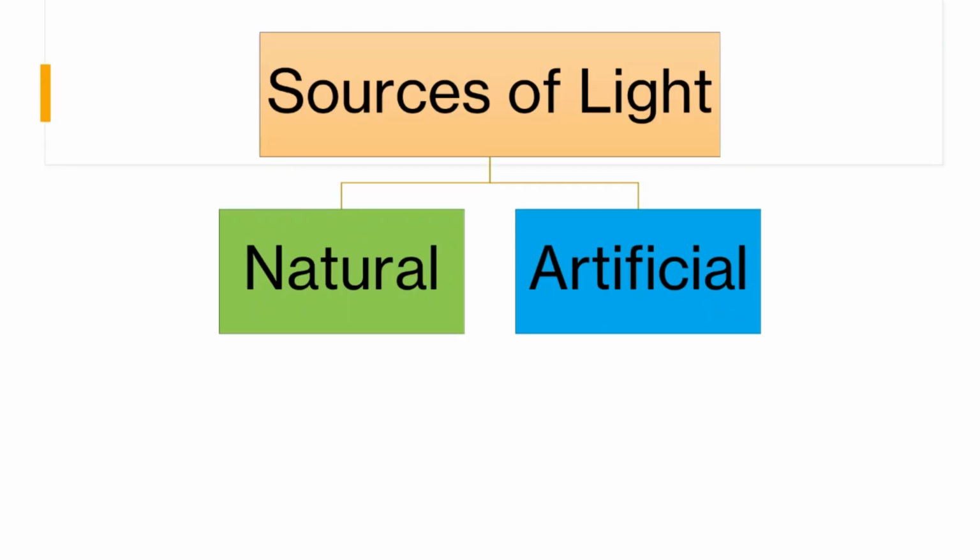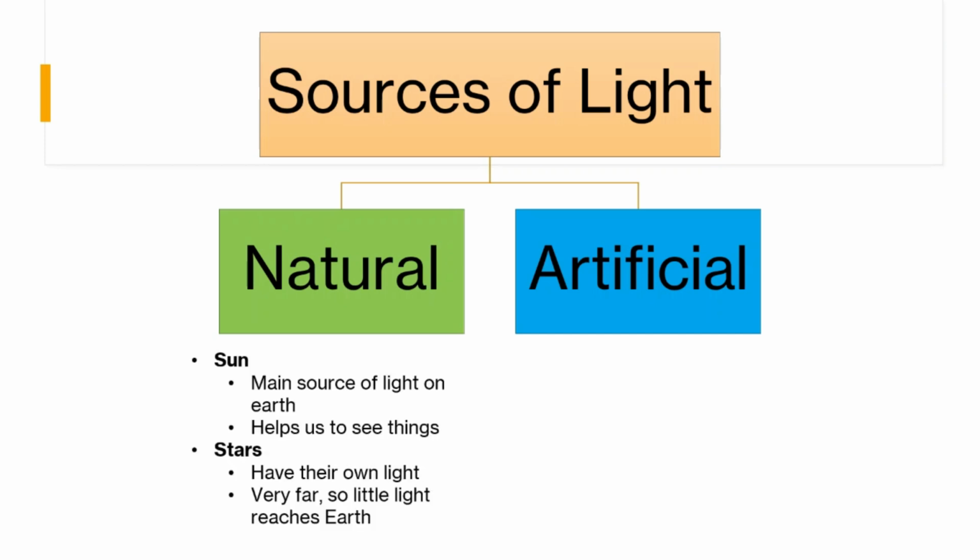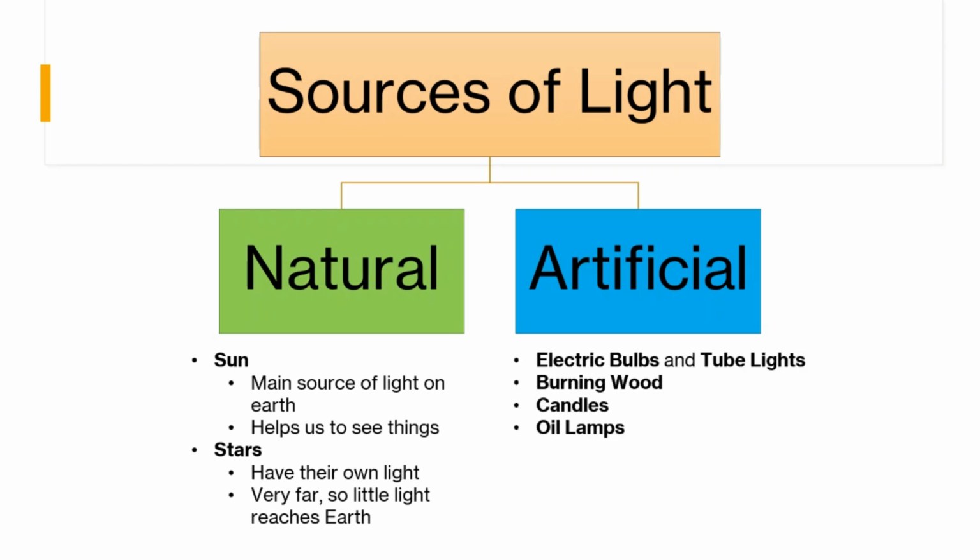Sources of light can be natural or artificial. The sun is the main source of light on the earth. In the daytime, the light of the sun helps us to see things. The stars also have their own light. As they are very far from us, very little light from them reaches us. At home, we get light from electric bulbs and tube lights. Burning wood, candles, and oil lamps also give out light. These are artificial or human-made sources of light.